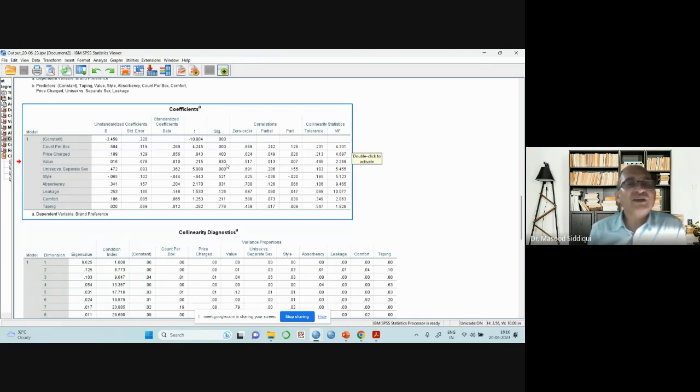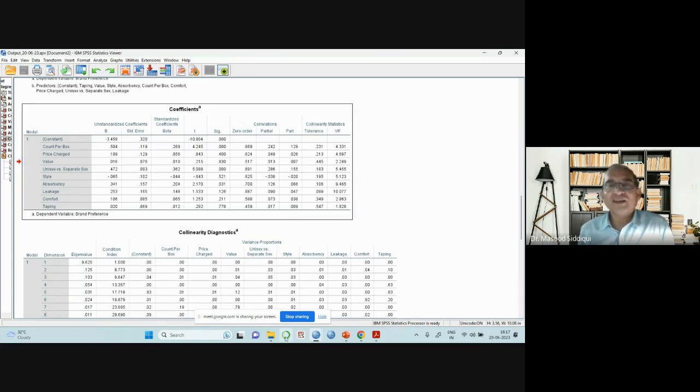Value is not significant. Unisex versus separate sex is significant because it has a p-value less than 0.05. Style is insignificant. Absorbency has a p-value of 0.031, so it is significant. Leakage, comfort, and tapping are not significant. So here we have three significant predictors: count per box, unisex versus separate sex, and absorbency. Is it okay? I will be writing this down on the whiteboard. Is it okay, class? Right.